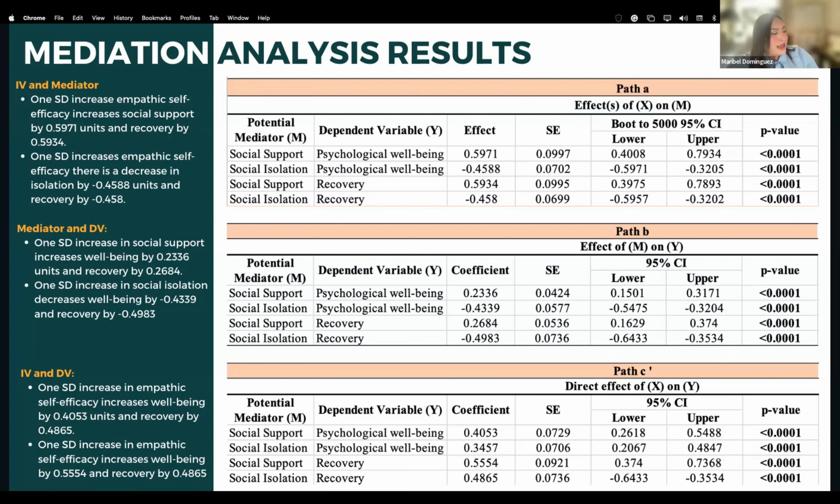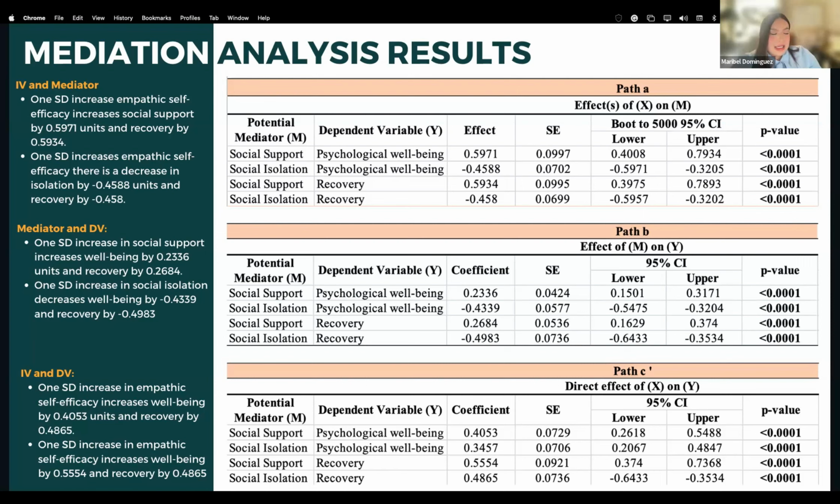And so for the path B, this path B is basically the mediator to the Y variable, or the dependent variable, or your outcome variable. And so also all the results came out statistically significant, which is very interesting. And again, the mediator and the DV: as social support increased, well-being and recovery increased based on the analysis, and also as social isolation decreased, well-being and recovery increased. So that's something to keep in mind.